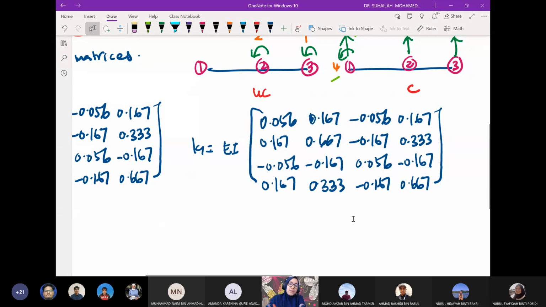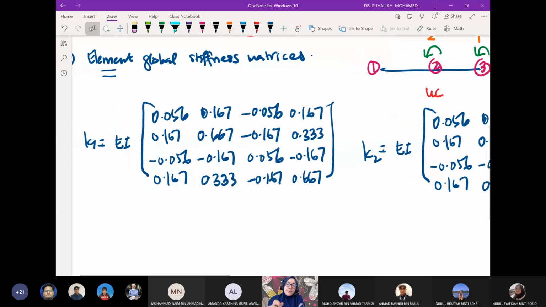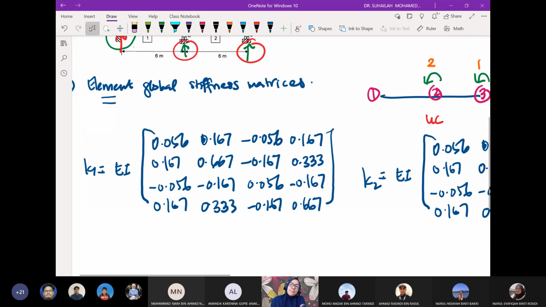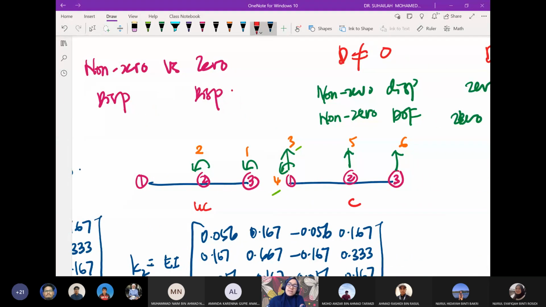Okay, so we have K1 and K2. They're the same, so I just copy. So this is K2. Okay, K1 and K2. But we need to label, the most important part. Whenever we establish the element stiffness matrices, is the label. Element number one, we actually already did this step.